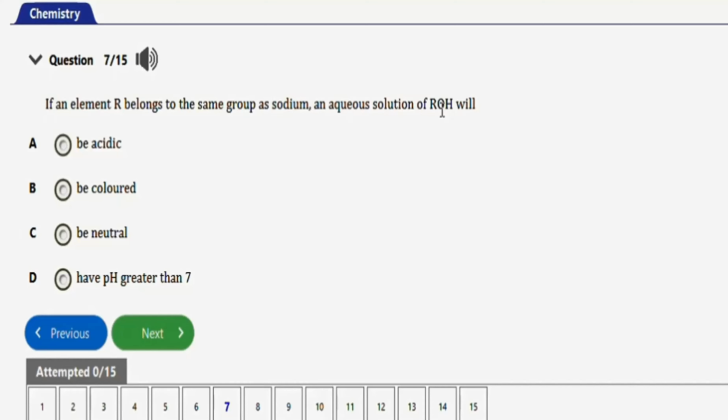So if R belongs to the same group as sodium, it could be potassium. So let's assume R could be potassium. When you substitute R with potassium, this will give potassium hydroxide, which is a base, right? And a base has a pH more than 7. So the right option would be option D, have pH greater than 7. The next question will be this one.